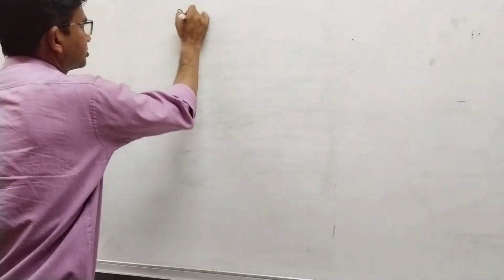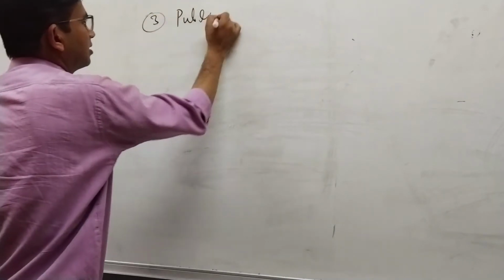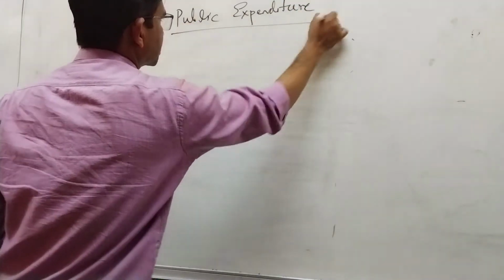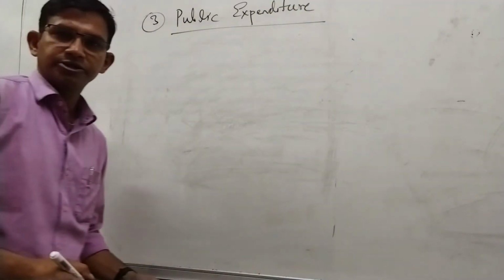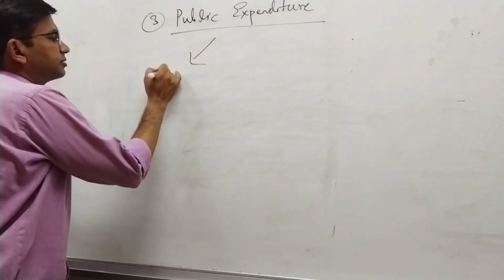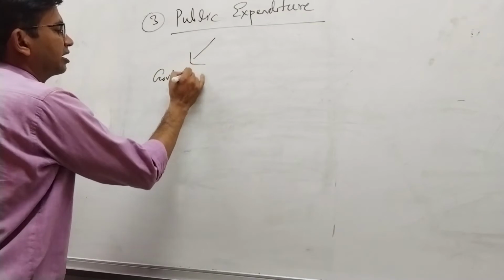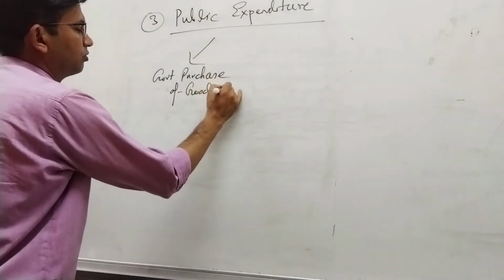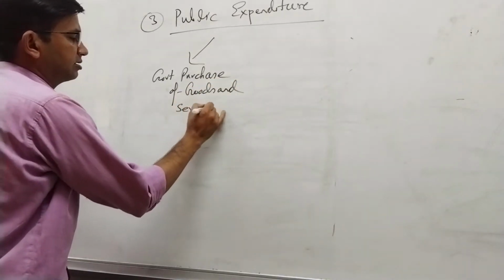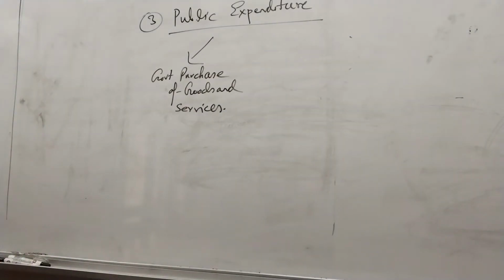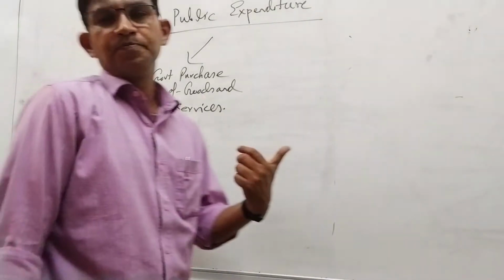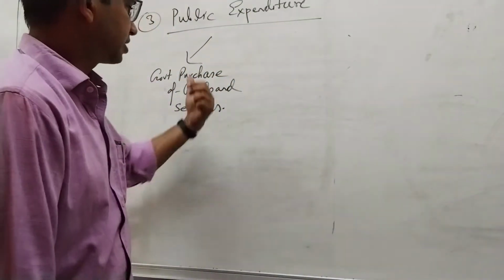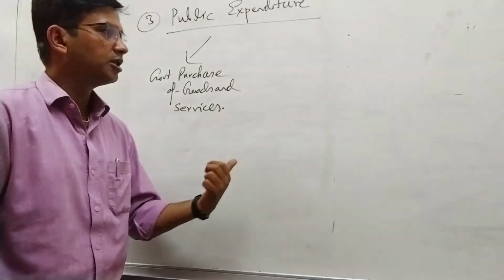So the third component is known as public expenditure. Public expenditure also has two components. The first component we call government purchase of goods and services. The government purchase of goods and services includes the employment of people in the administrative machinery. This is the government purchase of services from the common people.